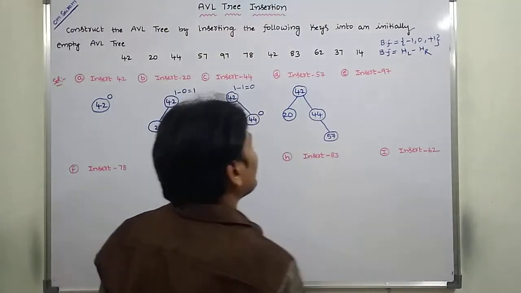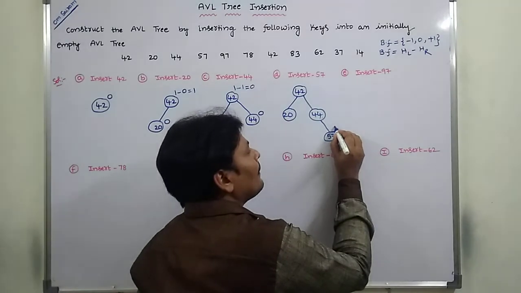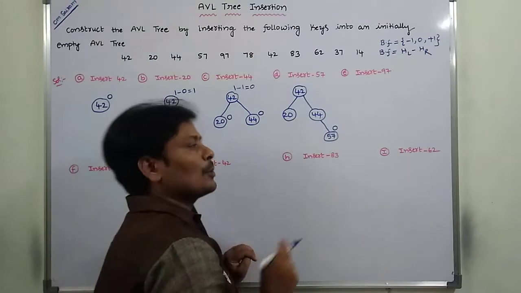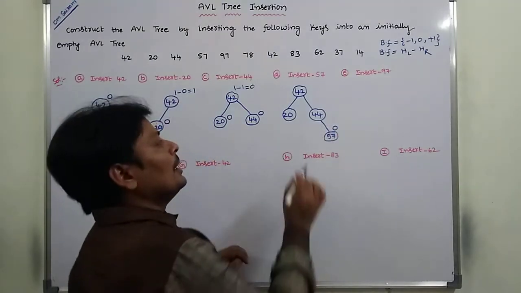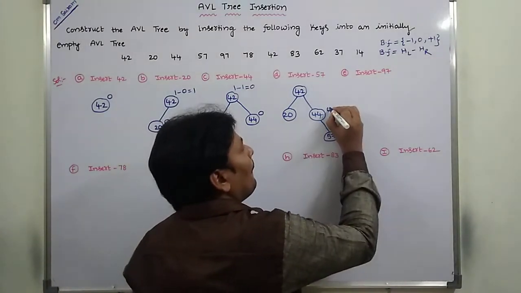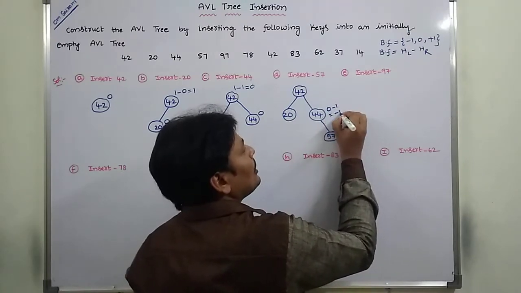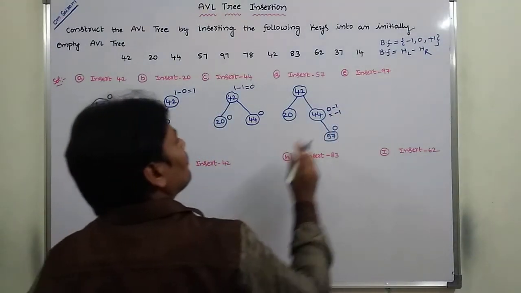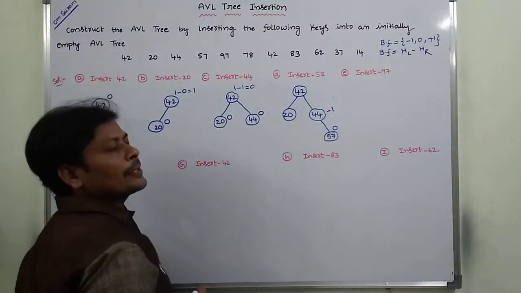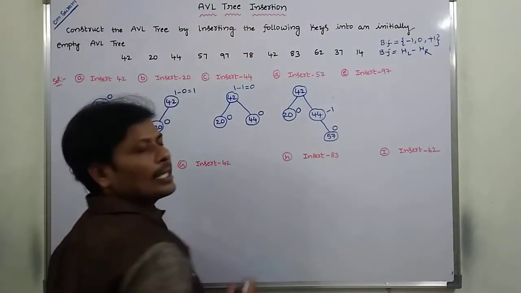Now the balance factors. Here for 57, there is no left subtree and there is no right subtree. Height of left subtree is 0 minus height of right subtree is also 0. 0 minus 0 is equal to 0. Next one, for 44, height of left subtree 0 minus height of right subtree 1, 0 minus 1, that is equal to minus 1. Next one, for this node, there is no left subtree and there is no right subtree. So that is 0 minus 0 is 0.